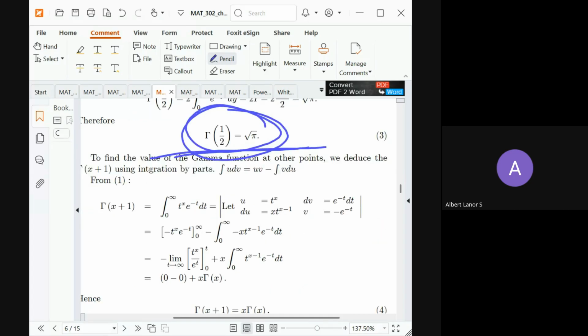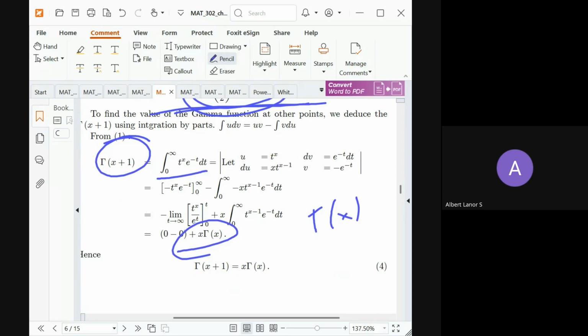Now, the general case is that if you know gamma of x, you can find gamma of x plus 1. Now, to find gamma of x plus 1, what do you do? You integrate x e to the minus t dt. Then you do integration by parts. Sometimes you may have to do it several times. But if you do, you're going to have x gamma of x. So this is by integration by parts. I'm not going to go through it.